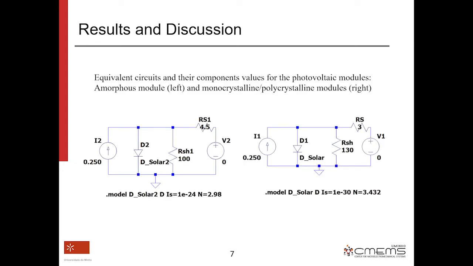To simulate the modules and the converter, we used the program LTSpice. In this image, we can see the equivalent circuits for the amorphous module on the left side, and for the monocrystalline and polycrystalline modules on the right side. Each of these circuits is composed of a current source, a diode, and two resistors, a series resistor and a shunt resistor. Each of these component values was fine-tuned, so we could have the same characteristics of the modules we use on the weather station.